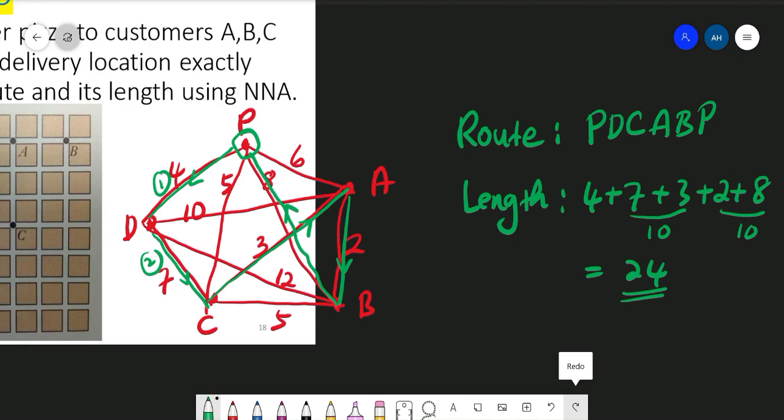That's how to solve the traveling salesman problem by using the nearest neighbor algorithm.